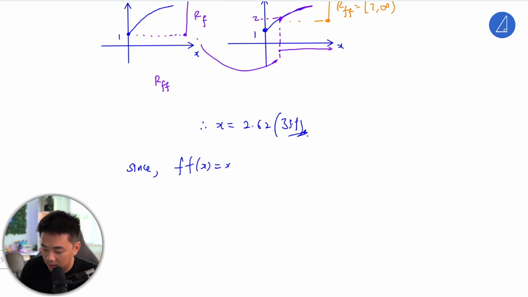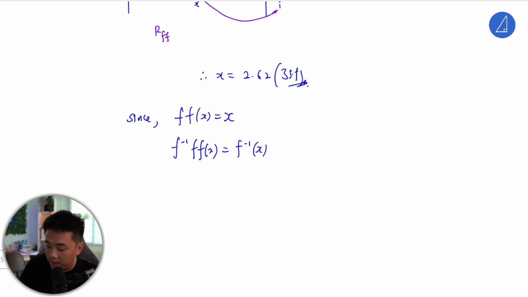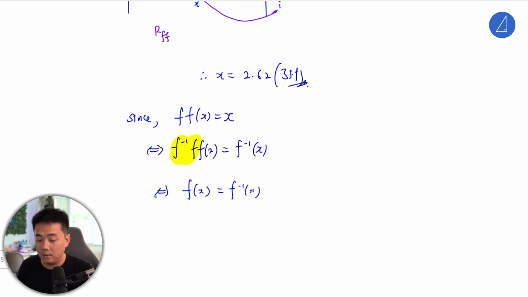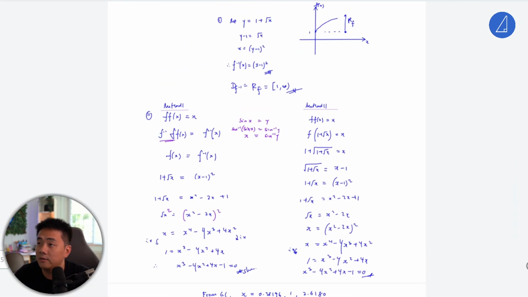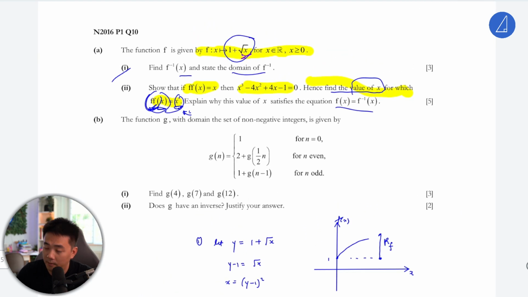f(x) equals x will mean that if you apply f inverse to both sides, remember that when we apply f inverse to both sides, what happens is this will be nullified. So this f(x) equals f inverse(x). Okay, so that's how you show that you satisfy both equations there.